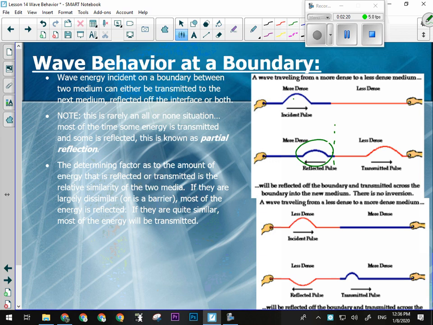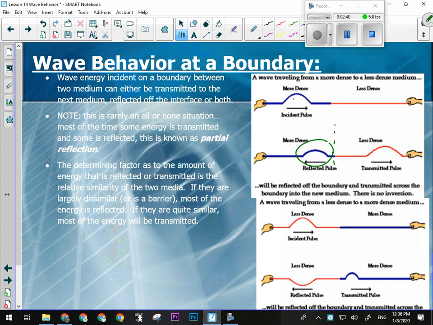Anytime you get a reflected pulse that is inverted, it means the medium it went into is more dense or slower than the medium it came from. That's what an inverted pulse always means. An upright pulse always means that it's going into a less dense medium.